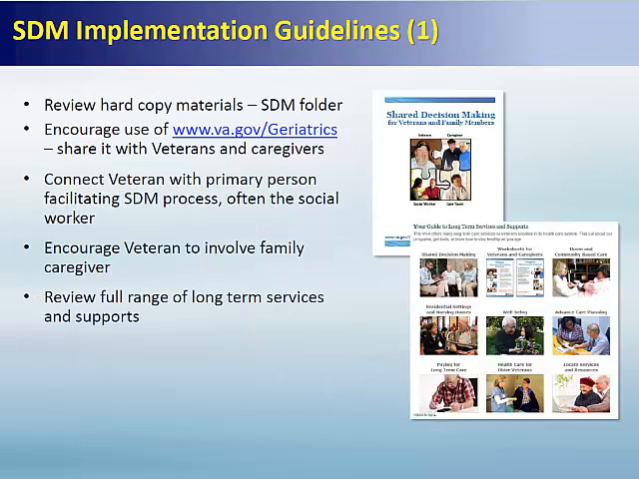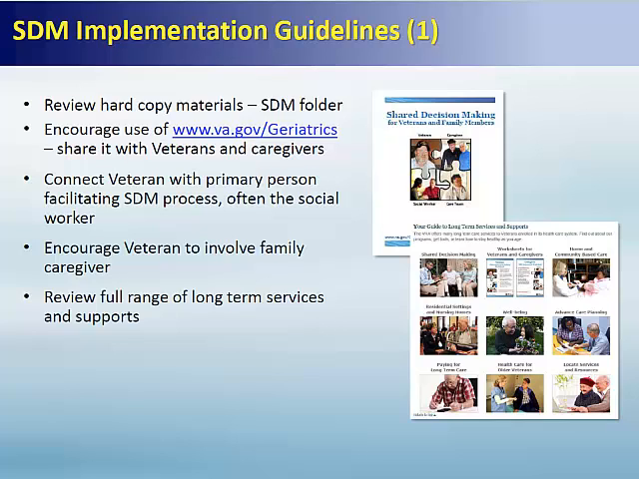Guidelines for implementing shared decision-making for aging veterans include: provide and review the hard copy materials contained in the shared decision-making folder. The entire care team can help with this. Encourage use of the Geriatrics and Extended Care website, www.va.gov/geriatrics. We know from research that many veterans give credence to what their providers say, so physicians, physician assistants, nurse practitioners, nurses, and other care team members should recommend use of the website.